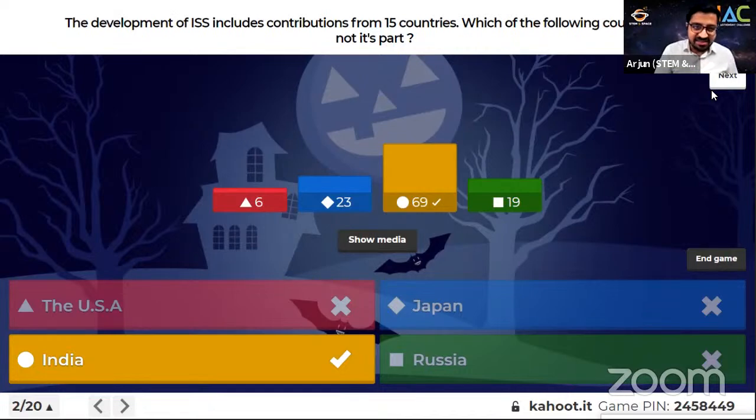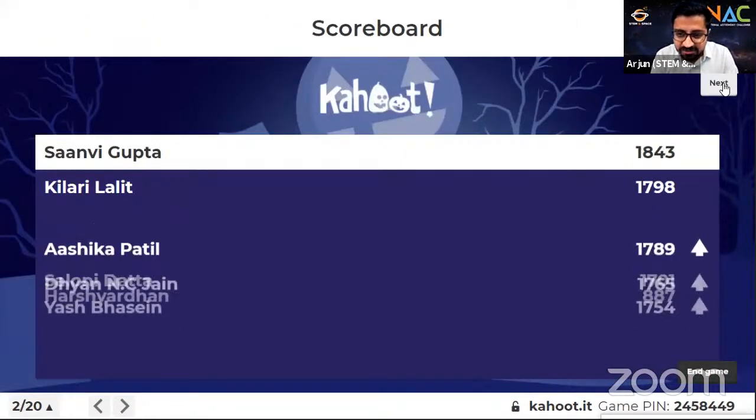Yeah. And one more interesting thing about the International Space Station, you know, it was actually assembled in space. All these different countries created different parts of it. Those parts were carried to space, and it was put together within the orbit, right? Because obviously we cannot send such a big machine into space all together. Yeah. So yes, 69% of you gave it correctly. Let's see what effect it has on the scoreboard.